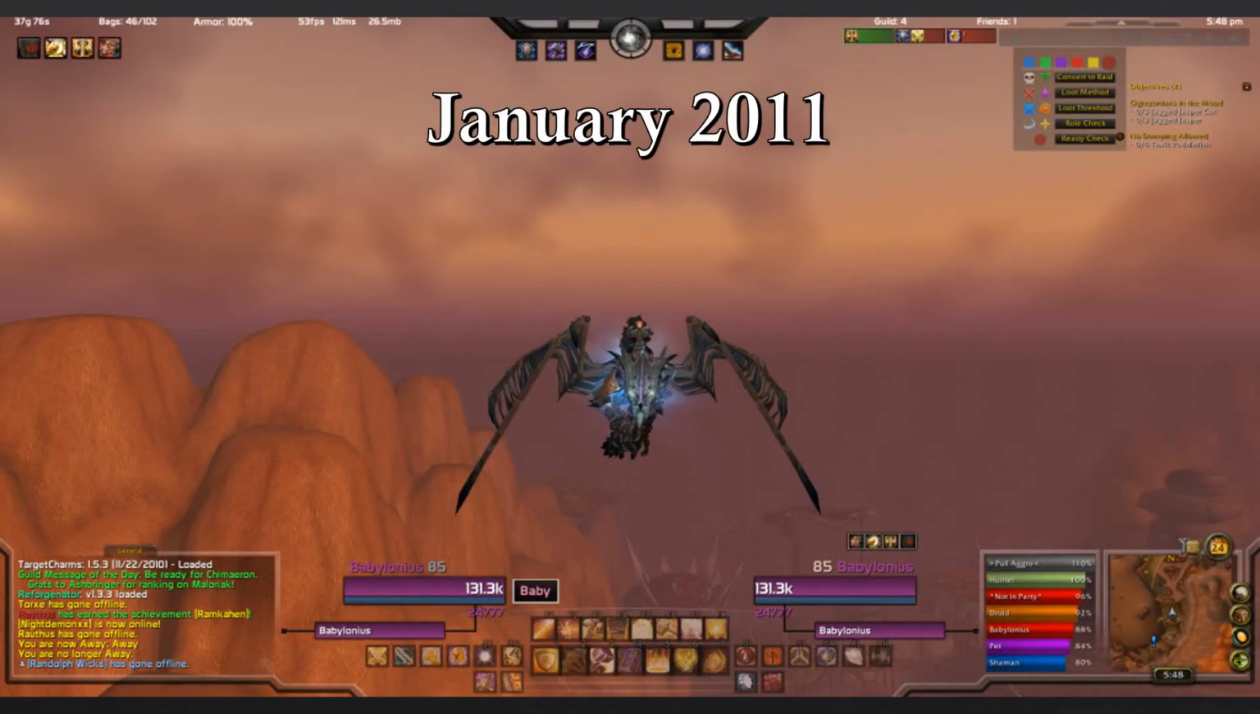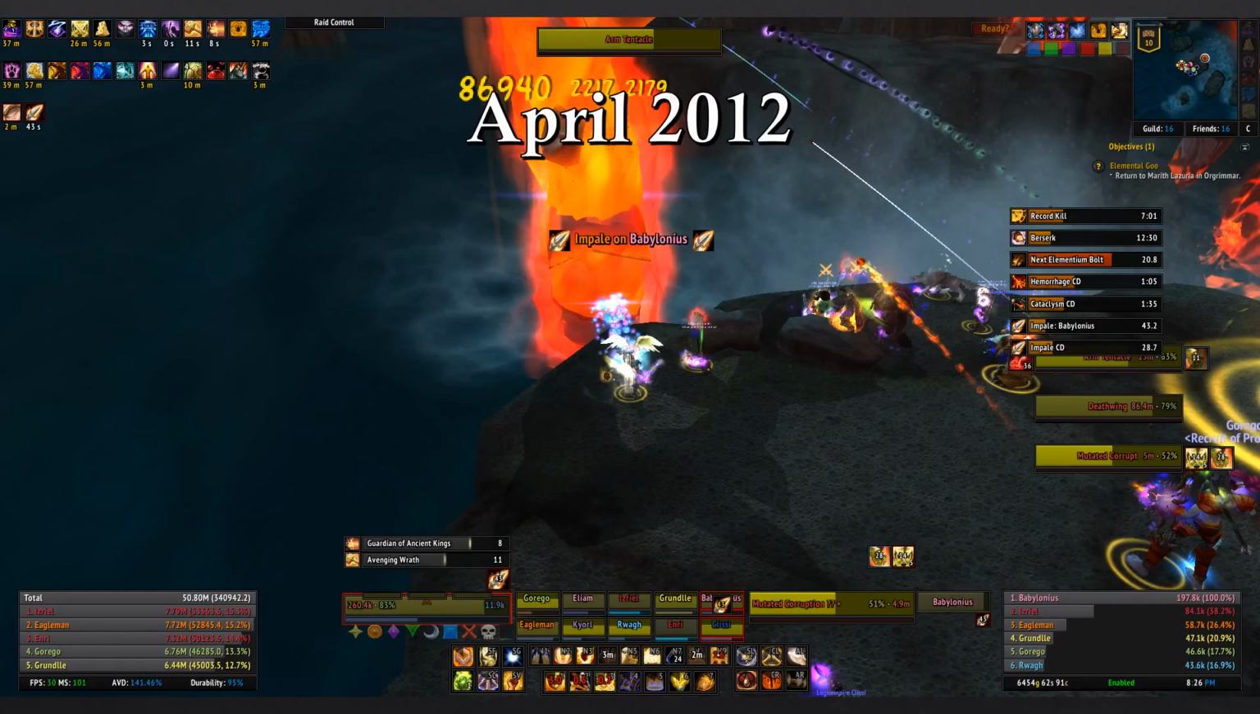So then you got January 2011. I was still on my paladin at the time. So I'm not sure exactly when this was in terms of what raids were out. It looks like the first part of Cata, judging by the guild message with Chimaeron and Maloriak. So this was the end of Cataclysm. This was when I was on my paladin.